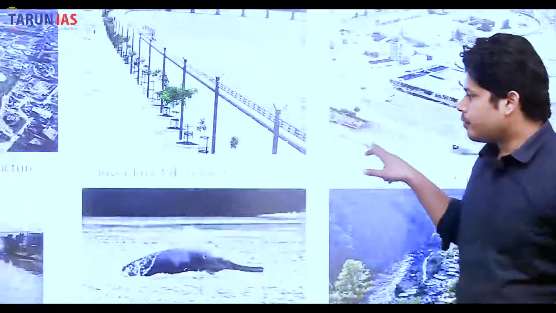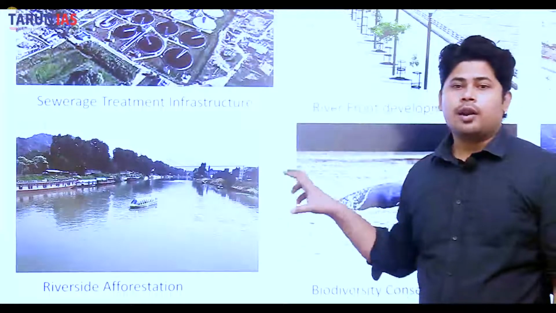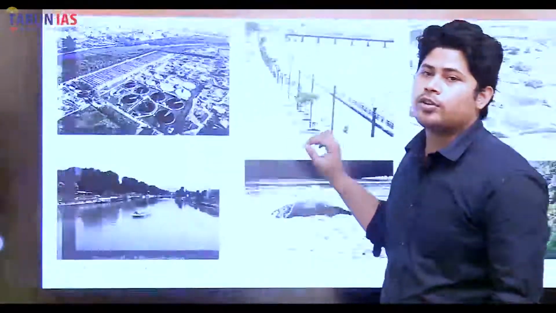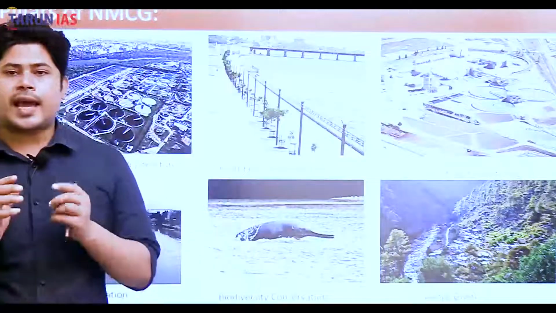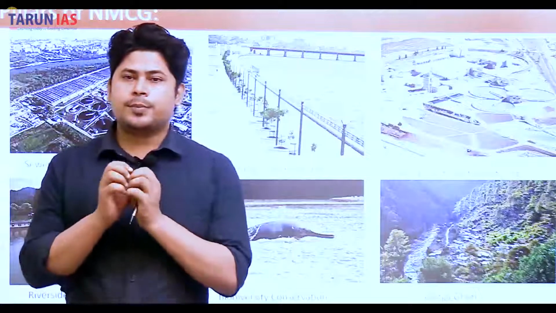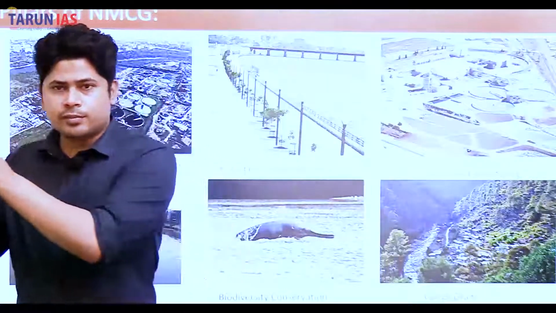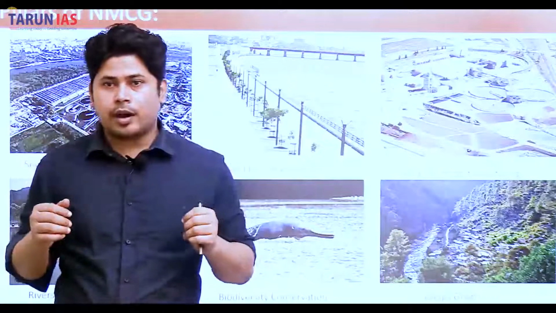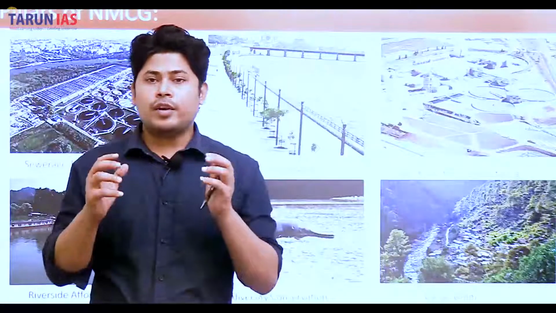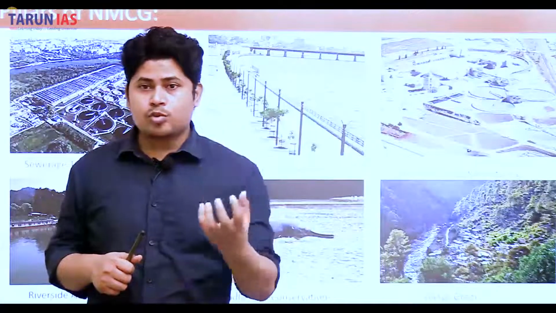Then comes riverside afforestation. Now, why riverside afforestation? Forests are very important for the survival of the river, because forests act as a specific niche between two ecosystems. The first one is river ecosystem, the second one is land ecosystem. The forests on the banks of the river not only act as sponges, in the sense that it absorbs water.